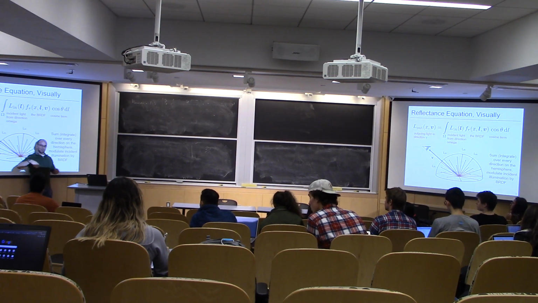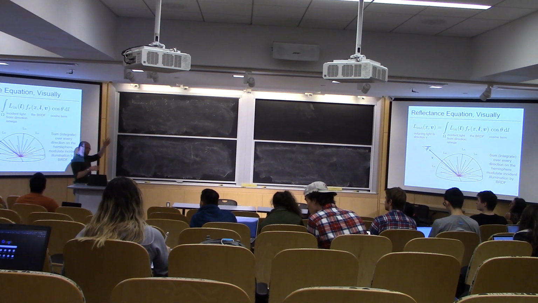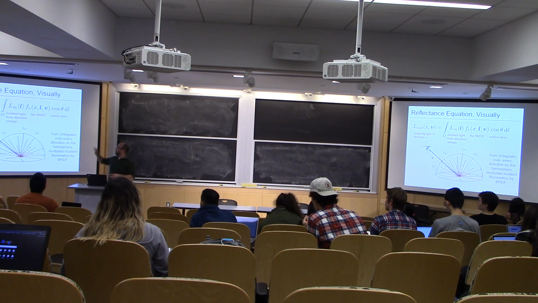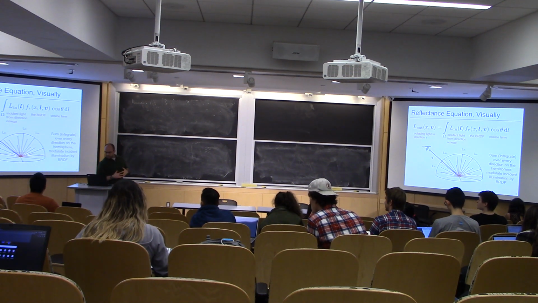This is where that D comes from, right? Because it's like a probability distribution. It's a distribution of light. And that cosine term is just due to the fact that light falls off depending on the angle. Okay, so this is the reflectance equation, but there's a bit of a problem.